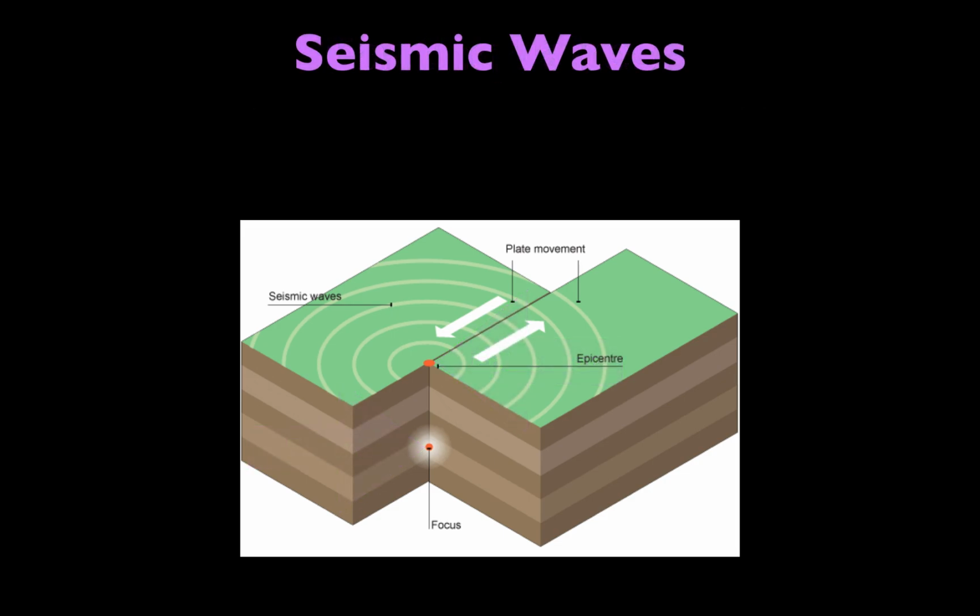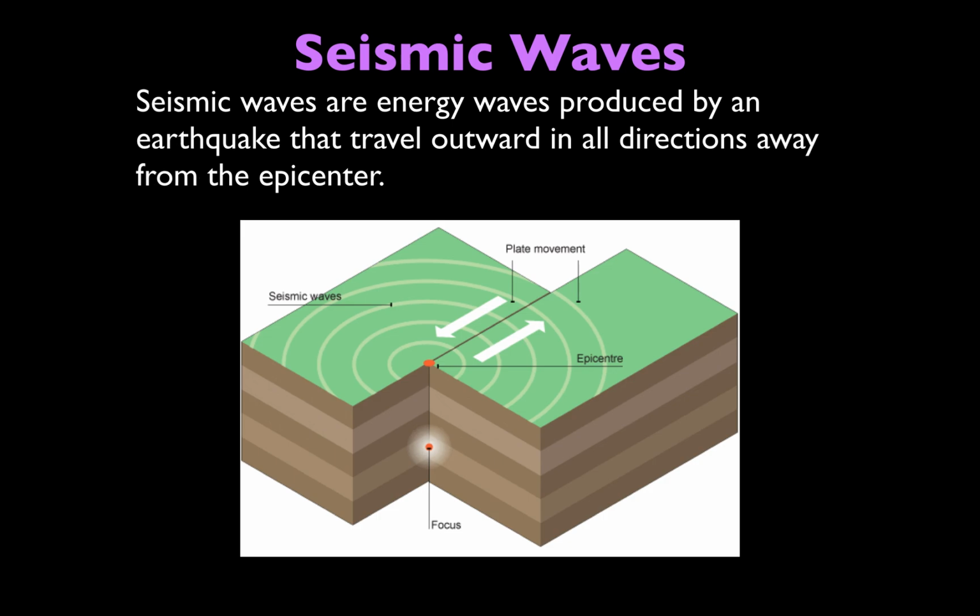Now, when earthquakes occur, they produce these energy waves that we call seismic waves. And these waves travel outward in all directions from the epicenter. So in this diagram, the epicenter is represented by that red dot. And as you move away from that red dot on the surface of the Earth, you can see the circles moving outward that get larger the further you go from the epicenter, which is representing the movement of the seismic waves.